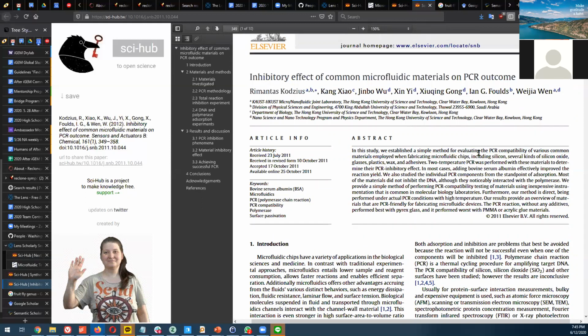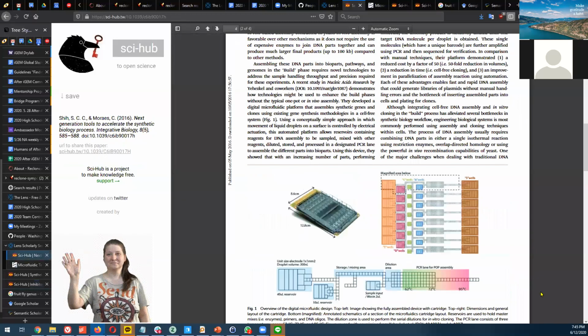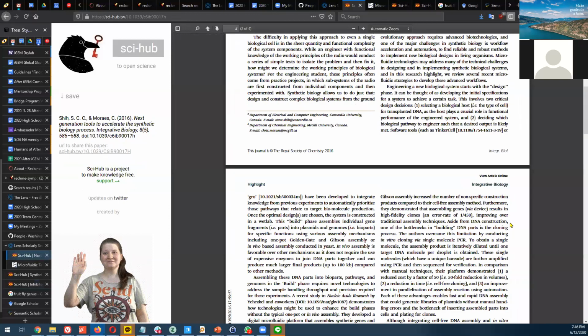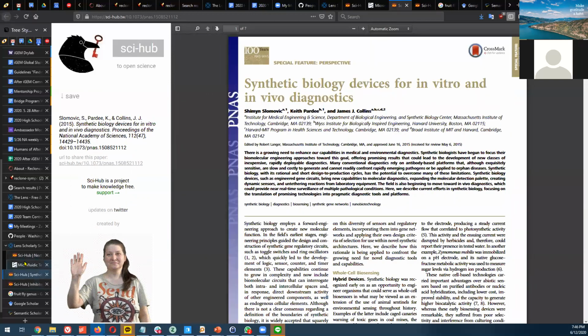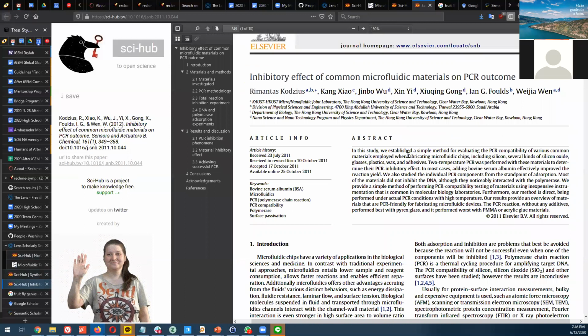I'm skimming it. Most of this glazes over for me. So I'm just going to go back to the first sentence and read it. In this study, we established a simple method for evaluating PCR compatibility of various common materials employed when fabricating microfluidic chips. Okay, great. So microfluidics, if you didn't know, is sort of a process that looks like this. It uses very small channels to do micro experiments using fluids. So that's microfluidics. And they need to make these using various different types of materials, right?